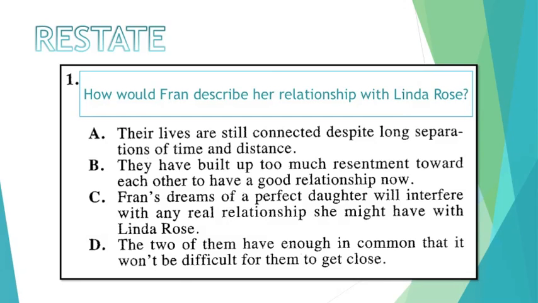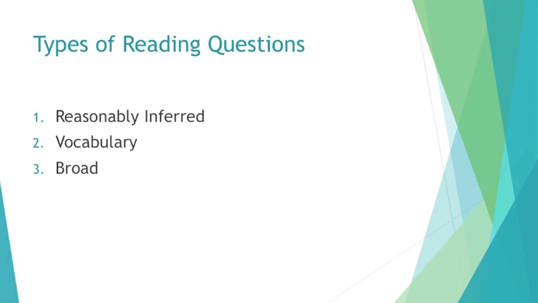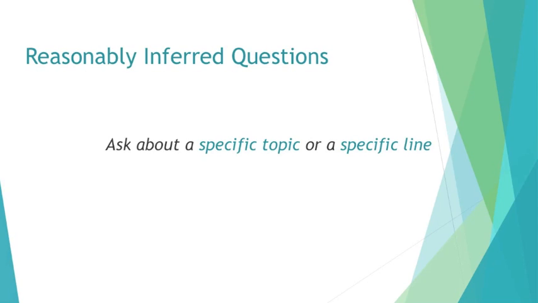Like the English and math sections, this section has different styles of questions. For reading, there are reasonably inferred questions, vocabulary questions, and broad questions. The reasonably inferred questions direct you to a particular topic or section in the passage, and the answers can be inferred based on the information given. If the question references the same topic, the student should find where the topic is in the passage, read that section, and retrieve the answer. If the question references a specific line, go directly to that line and answer that question.